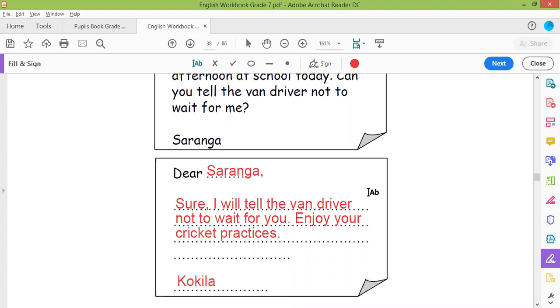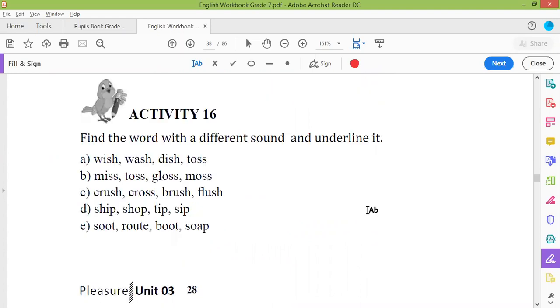Okay, moving on to activity 16. Find the word with a different sound and underline it. Okay, wish, wash, dish, toss. What is the different sound? There are three words with the sh sound, and there is one word with an s sound. So what is the odd man? Toss. Very good. Please use a ruler whenever you need to underline something. And a color pencil also.